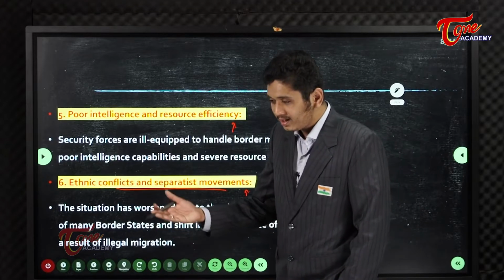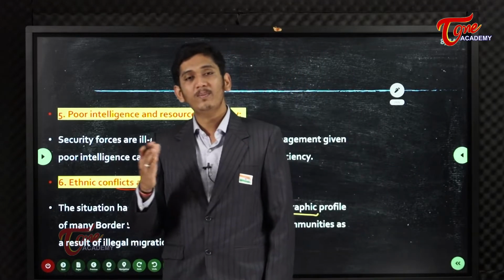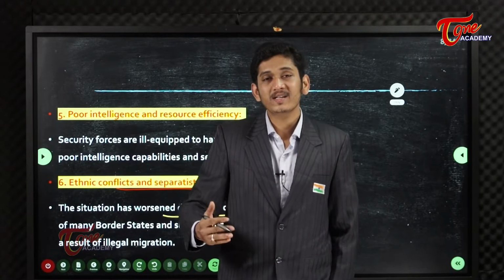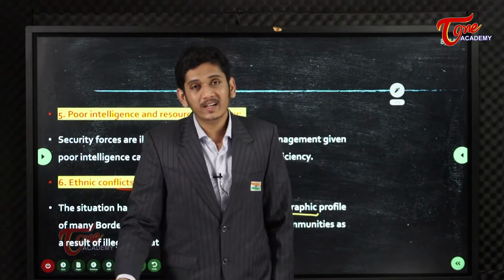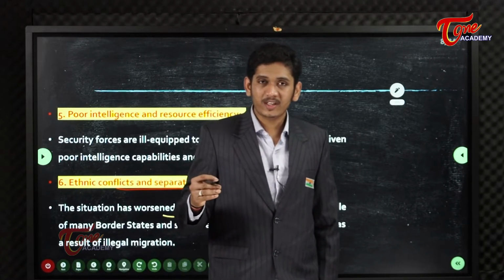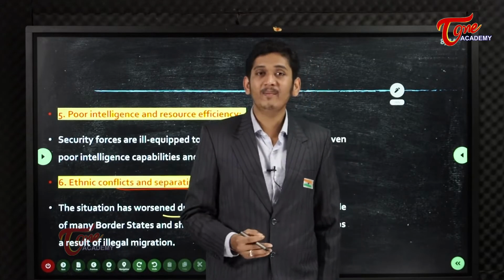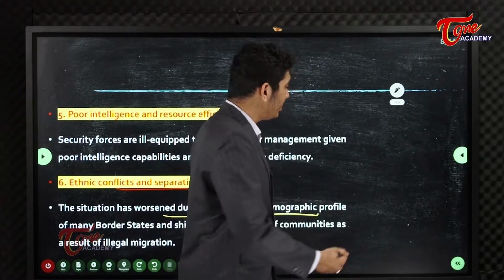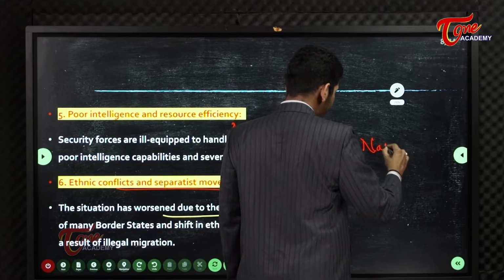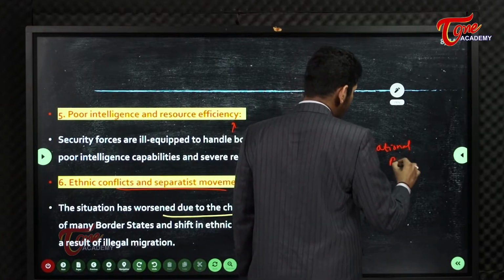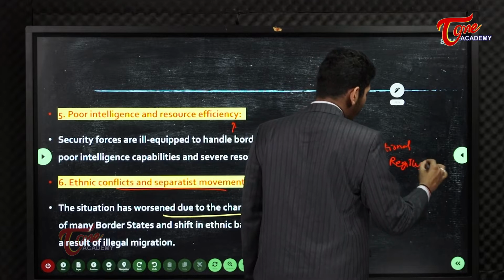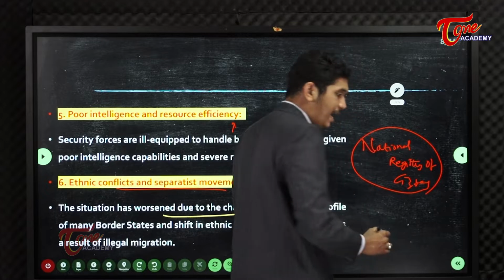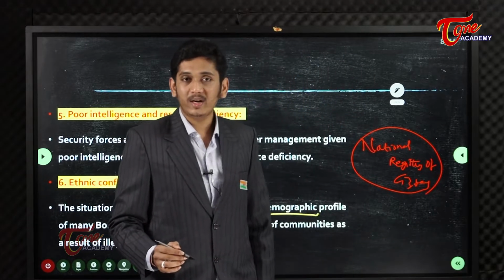Especially, friends, due to the porosity of the Indo-Bangladesh region, many Bangladeshi Muslims have been infiltrating into Indian territory, especially in the Northeast, especially the Assam area. That's why there was a continuous fight for developing the National Registry of Citizens, and we have also created identity cards for the people living in the border areas.